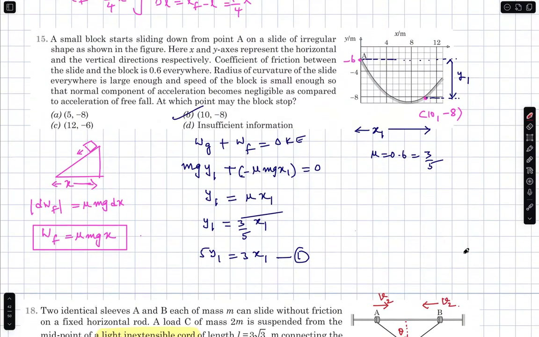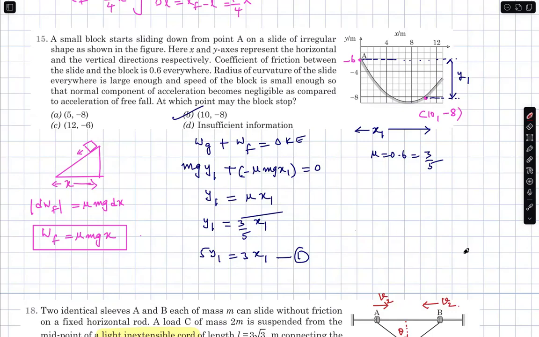Right. Next question. Everyone please read the question carefully. A small block starts sliding down from point A on a slide of an irregular shape as shown in the figure. Here X and Y axis represent the horizontal and vertical directions respectively. The coefficient of friction given is 0.6, which is nothing but 3 by 5. The radius of curvature is large enough and the speed of the block is very, very small.